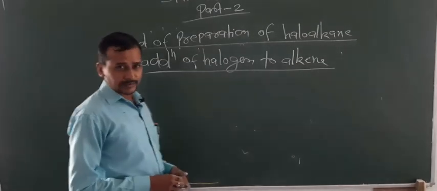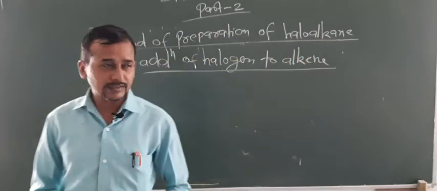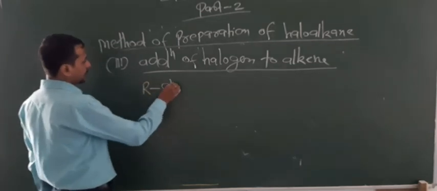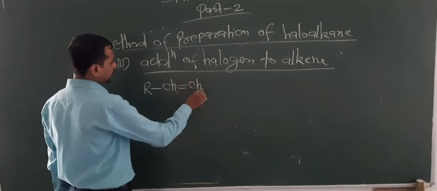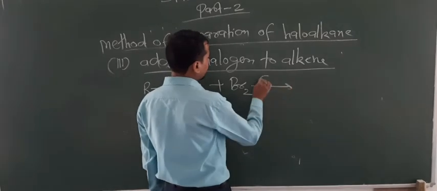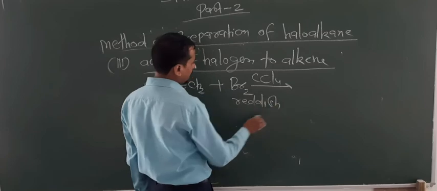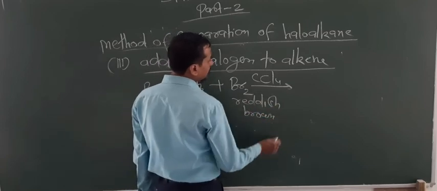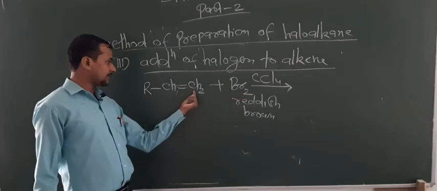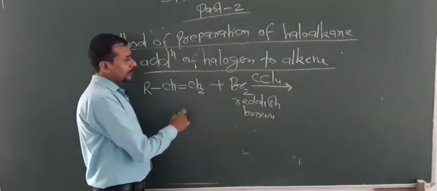This is also a very important method. It is also used in the laboratory to test saturation and unsaturation. So this is also very important. Look here, R CH double bond CH2. Now when it reacts with bromine in the presence of CCl4, which is reddish brown in color, look here, 2 Br: 1 Br attaches to this carbon and 1 Br attaches to this carbon. That is, by breaking 1 pi bond, 2 sigma bonds are formed.